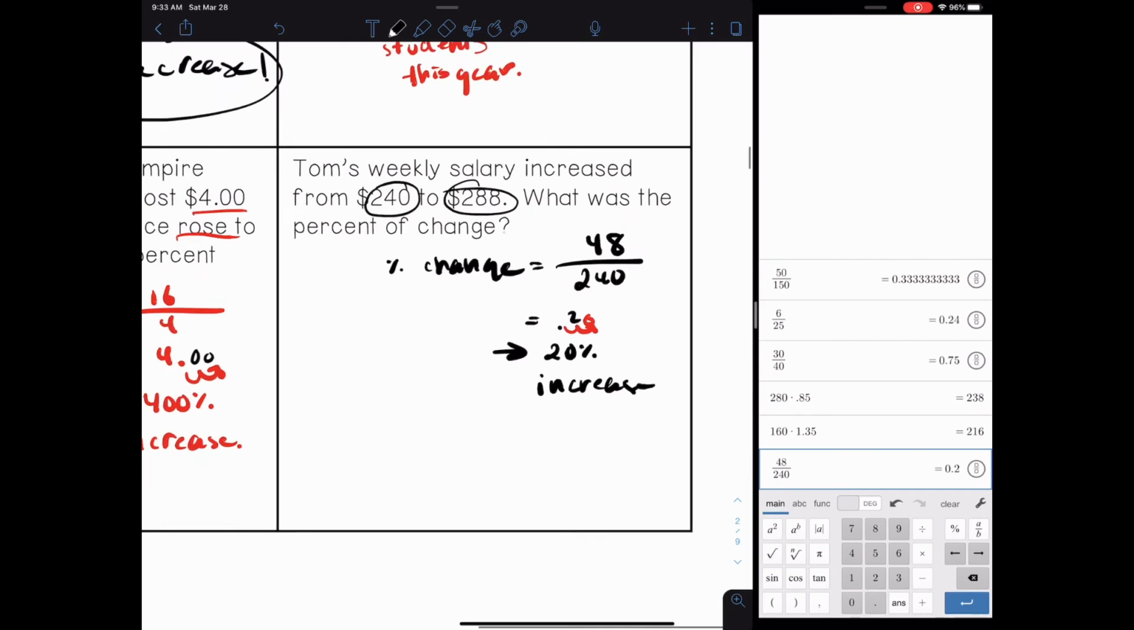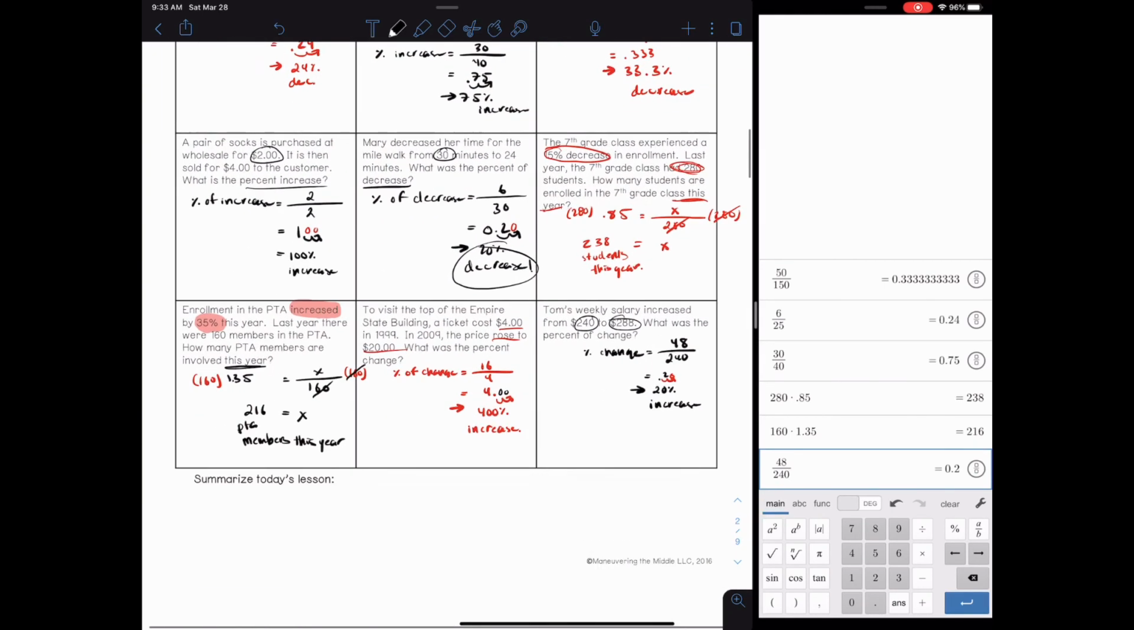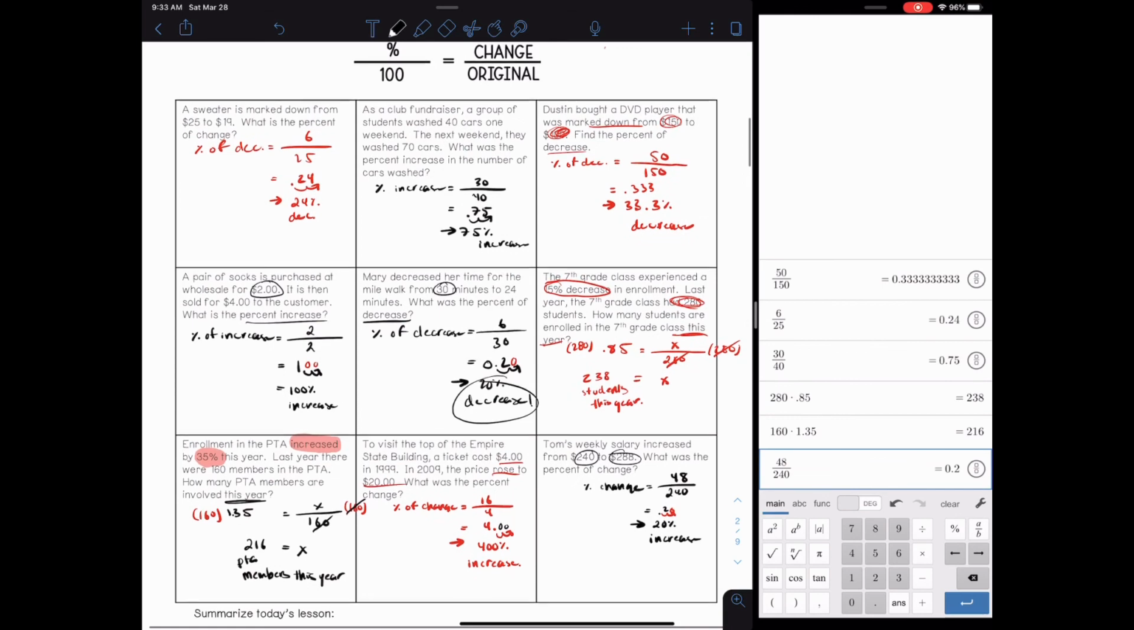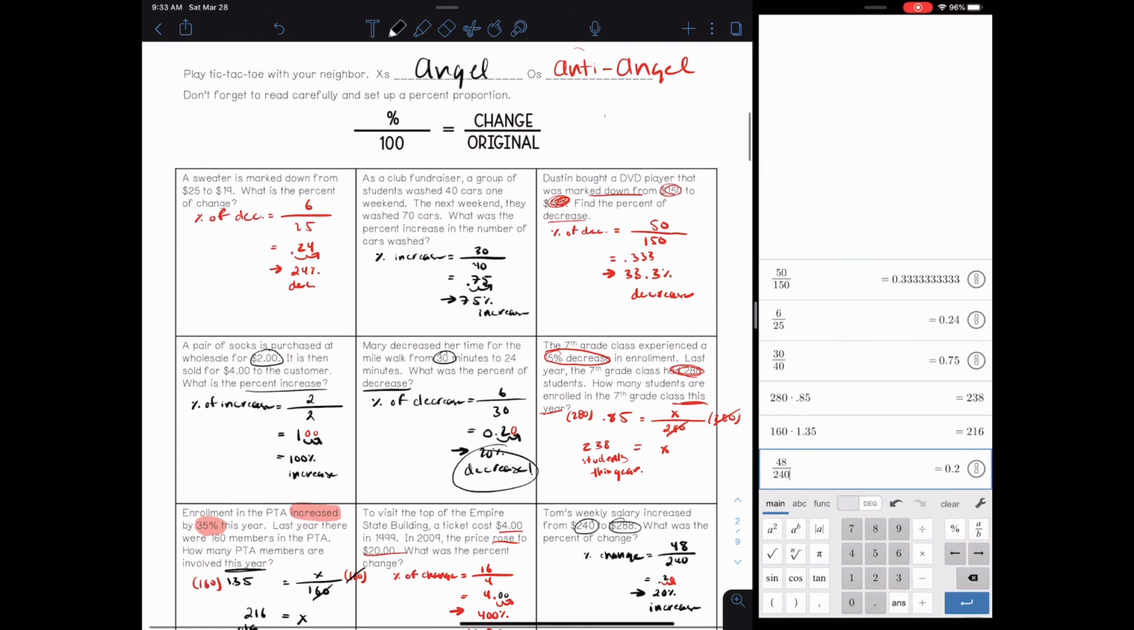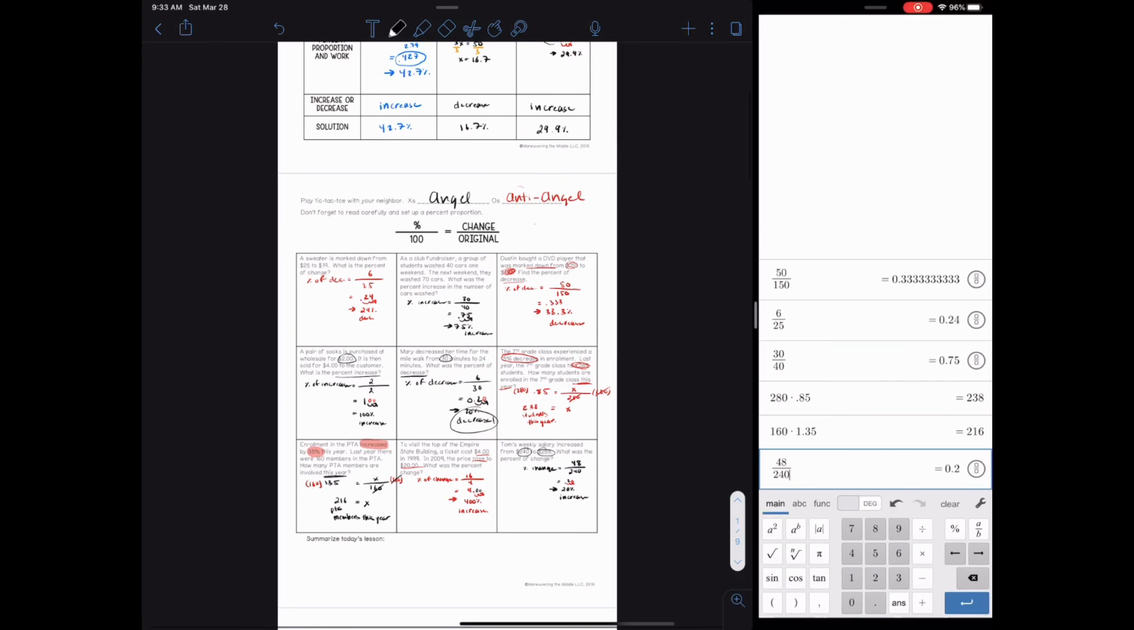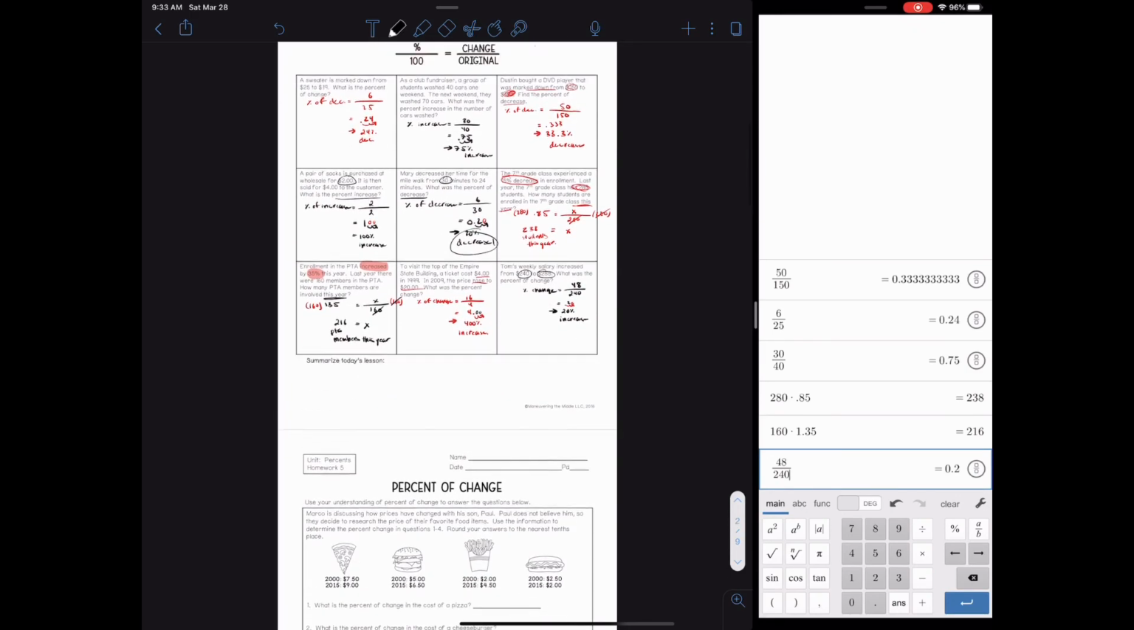And there we are. That was the back of that first page. It was the back of the percent of change. Next, I'm going to work on, I believe it's the homework. Is that what it is? Yeah, the homework for the percent of change.